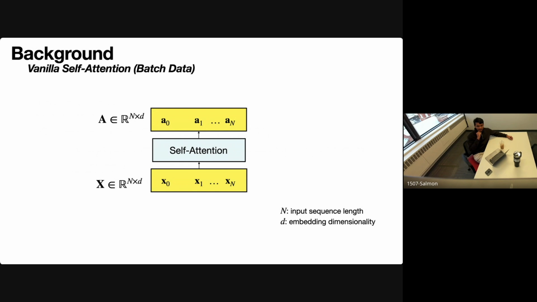Just to give you some background, we're going to start by introducing vanilla self-attention. As I mentioned before, the vanilla self-attention in the transformer architecture operates on matrices. Let's say you have an input matrix of size n by d, where n is the input sequence length and d is the embedding dimensionality. The self-attention architecture would output a matrix of equivalent dimension, n by d, where the output matrix A is going to contain the sequential information about the different parts of the input sequence.